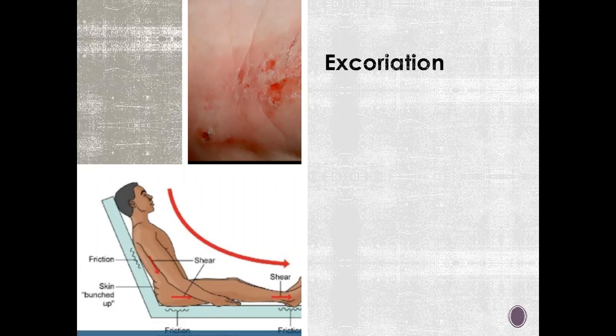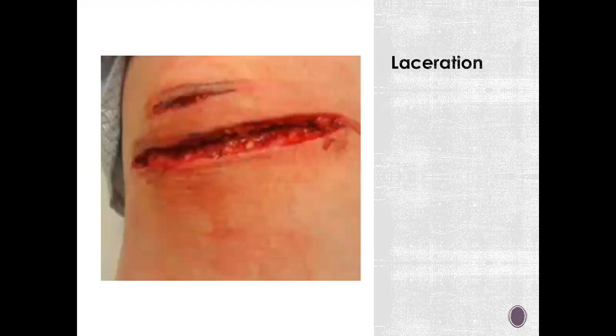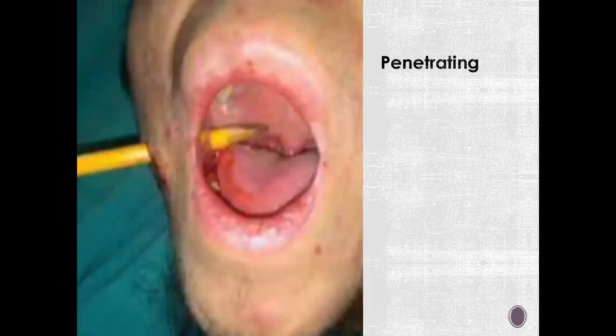Excoriation, this is a superficial wound. It's usually self-inflicted due to excessive scratching or due to mechanical force. As in the little image there, the friction can cause the excoriation. Incision, this is an open, intentional wound caused by a sharp instrument. Laceration, so the skin or the mucous membranes are torn open, resulting in a wound with jagged margins.